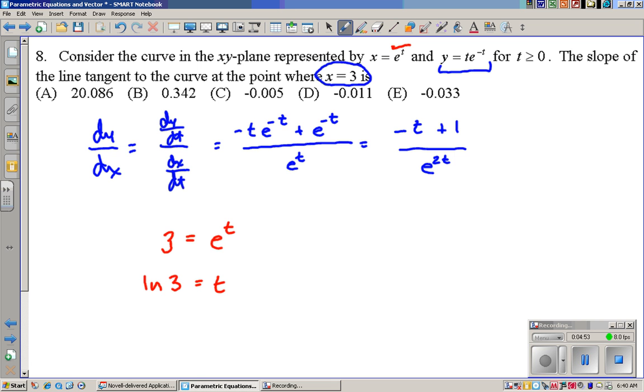This is why this was a calculator problem, because I need that to find it. I know that dy/dx now equals negative natural log of 3 plus 1 divided by e to the 2 times the natural log of 3. Plug that in, and you should get an answer.